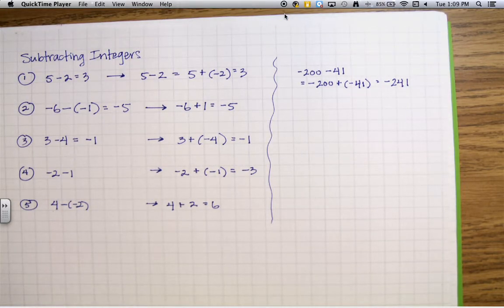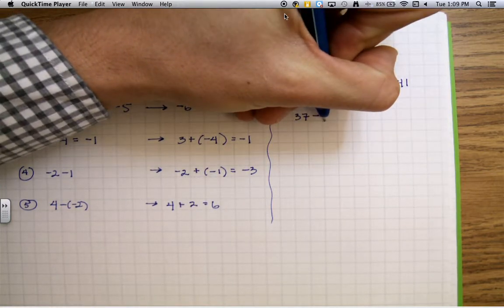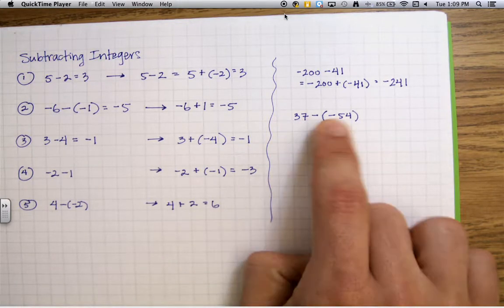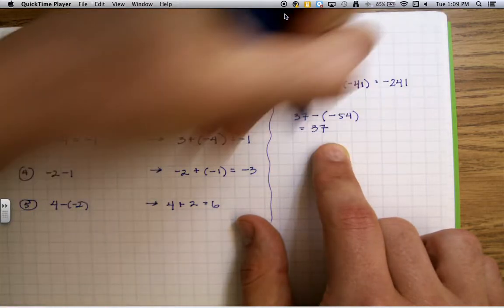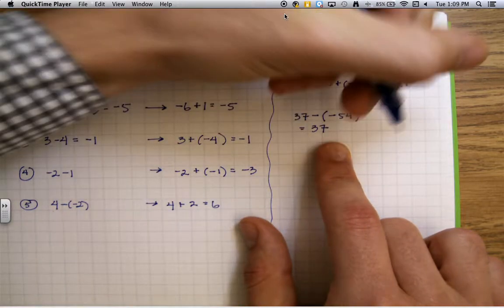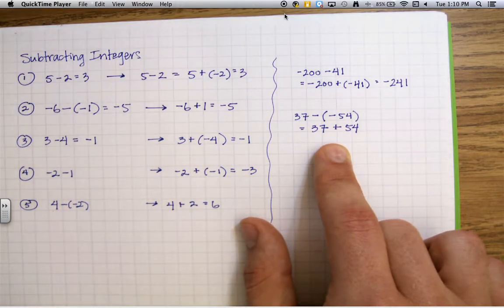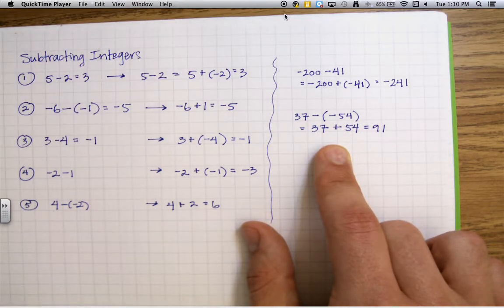All right, another big example, or small example, 37 minus negative 54. So we're starting with a big number, taking away a really small number. Mathematically, taking away negative 54 should be the same as adding the opposite of negative 54, which is positive 54. Oh, and look, now I'm just adding 2 positive numbers. I can do that. Pretty sure that's 91. I'll let you check that.